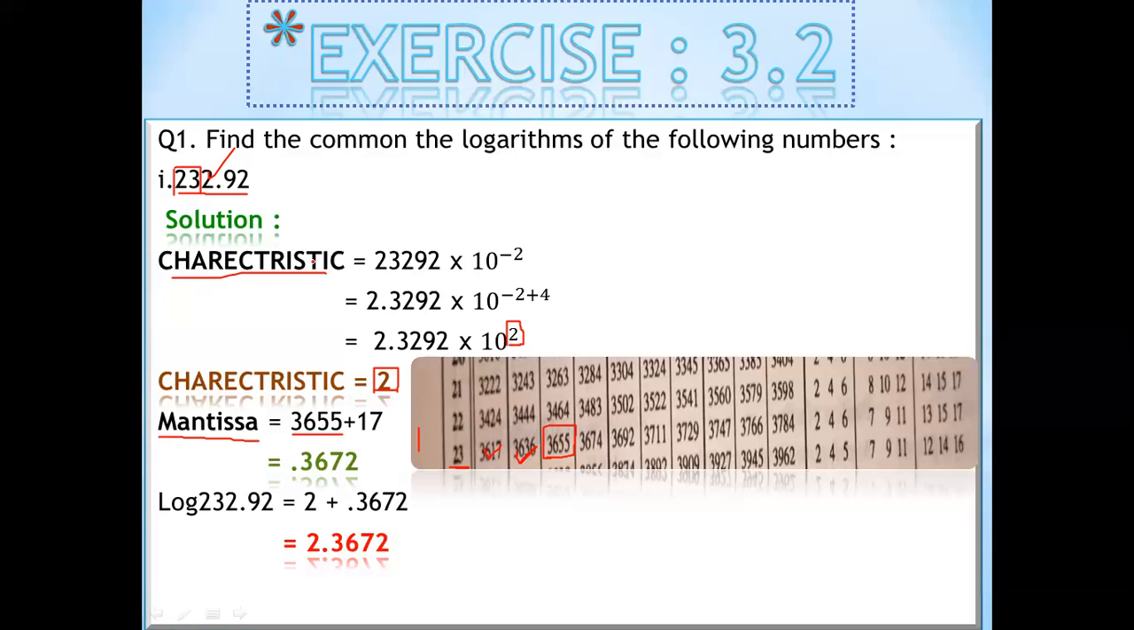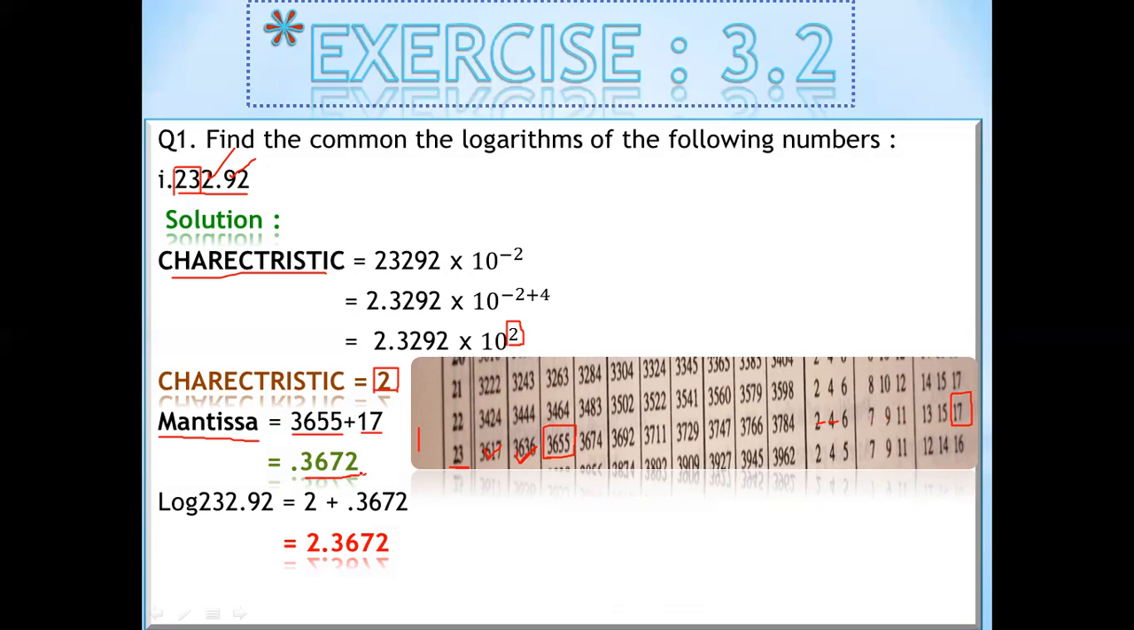Now we also have the differences column. In the question, after 2 there is 9. It means that on the same row you move to the difference column and go to 9: 1, 2, 3, 4, 5, 6, 7, 8, 9. You see in the ninth column we have the entry 17. This is called the difference.